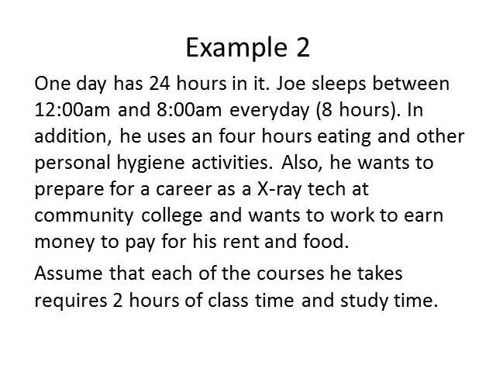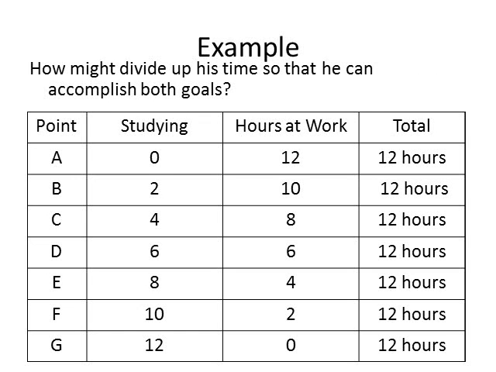He also wants to prepare for a career as an X-ray tech at a community college and wants to work to earn money to pay for his rent and his food. Assume that each course takes 2 hours of class time and study time. Here are the possibilities for Joe's alternatives of working and studying. Notice that the sum of each activity is equal to the amount of time that Joe has during the day to do things.